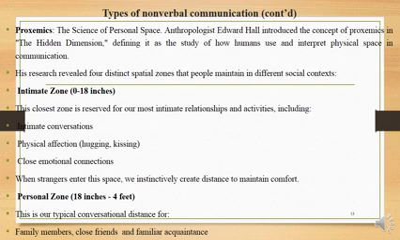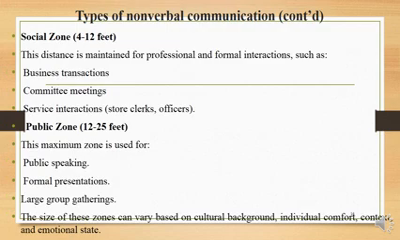Another form is the personal zone, which is within 18 inches to 4 feet of space. This is our typical conversational distance for family members, close friends and familiar acquaintances. We have the social zone, which is between 4 to 12 feet. This distance is maintained for professional and formal interactions such as business transactions, committee meetings, and service interactions.